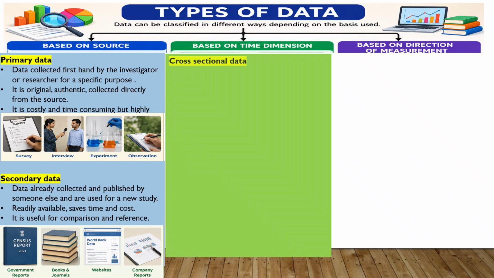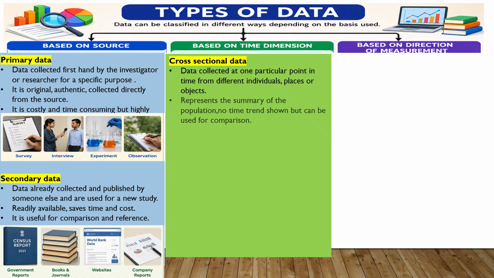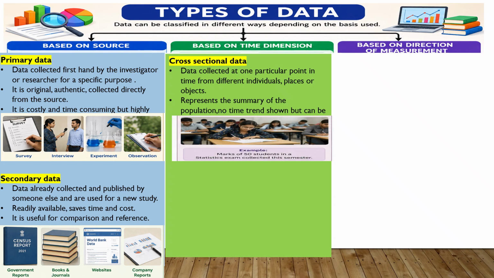Based on time dimensions, cross-sectional data, where data is collected at one particular point in time from different individuals, places, or objects. It represents the summary of the population. No time trend is shown but can be used for comparison. For example, the marks of say 50 students in this particular exam collected in this semester. So here the data are collected only once. So they are called cross-sectional data.